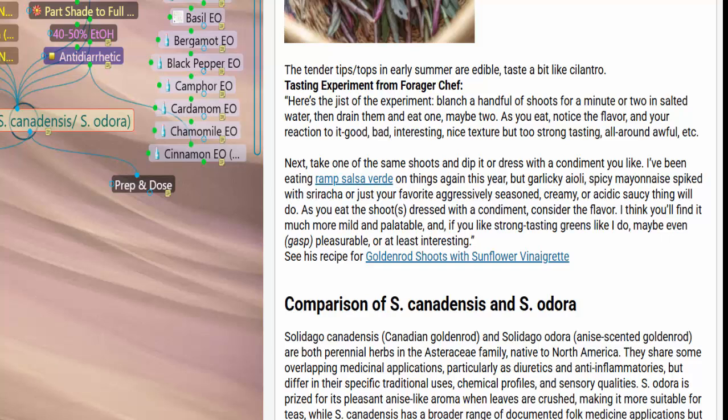Next, take one of the same shoots and dip it or dress it with a condiment you like. He's been eating ramp salsa verde, and if you click on that, you'll get the recipe on things like this. But garlicky aioli, spicy mayonnaise, spiked with sriracha, or your favorite aggressively seasoned creamy or acidic saucy thing will do. As you eat the shoots dressed with a condiment, consider the flavor. I think you'll find it much more palatable and mild. And then here's a recipe that he gives on goldenrod shoots with sunflower vinaigrette.